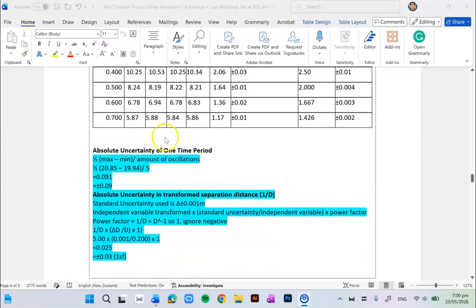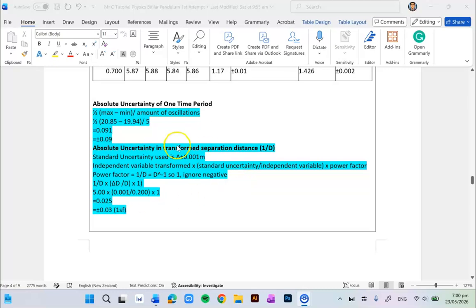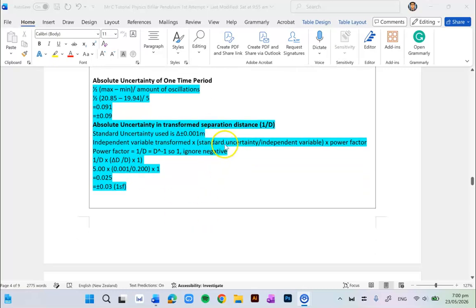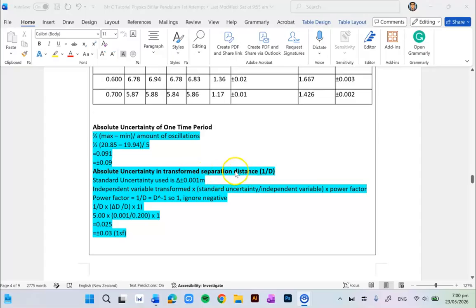And this is the uncertainties of the independent and dependent variable. Please don't use the 4% thingy. Some people still got confused on that. Just use the lowest standard uncertainty. And in this case, it was the separation distance. So it would be 1 millimeter, which is 0.001 meters.